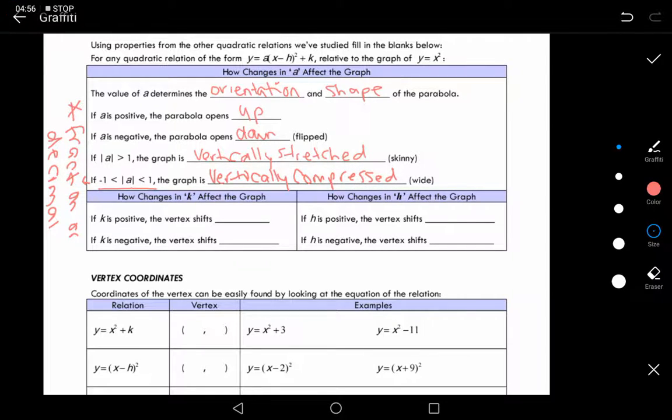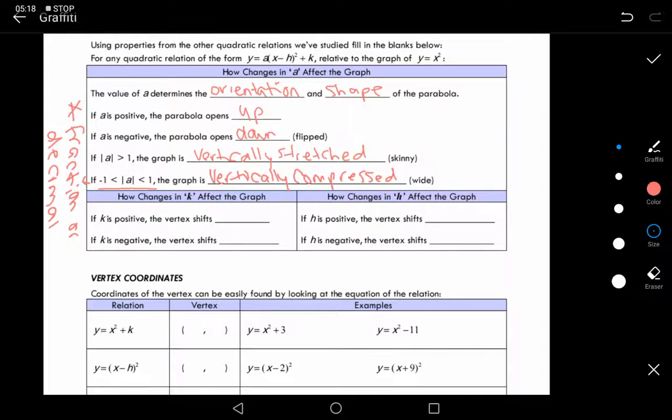Okay, when it's vertically compressed, again, think of yourself standing in the middle of it and pushing the sides out, so that it appears to be wider. There should be an A there. Okay, so that's A, right? So A can do multiple things. It's going to either compress or stretch it, and it also can make it flip upside down.